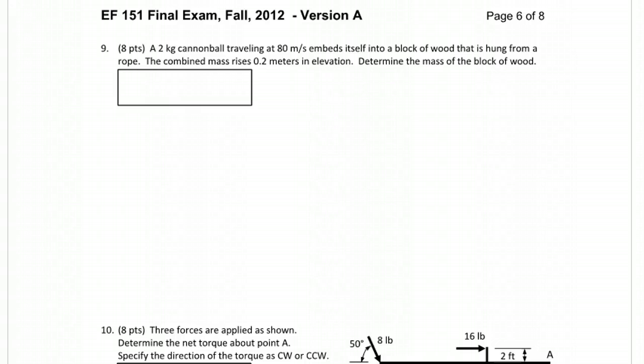Number 9. A 2 kilogram cannonball embeds itself in a block of wood that's hung from a rope. The combined mass rises 0.2 meters in elevation. Determine the mass of the block of wood. This is very similar to other problems we've worked. We did this in recitation. Couple parts to this problem.